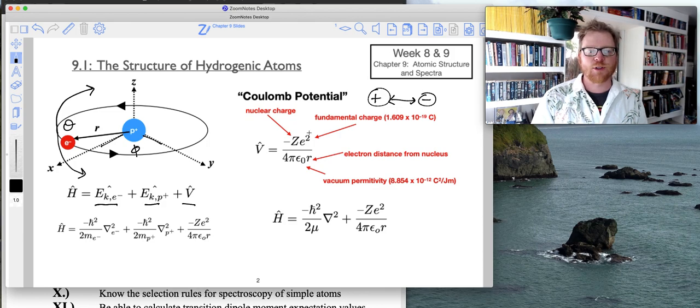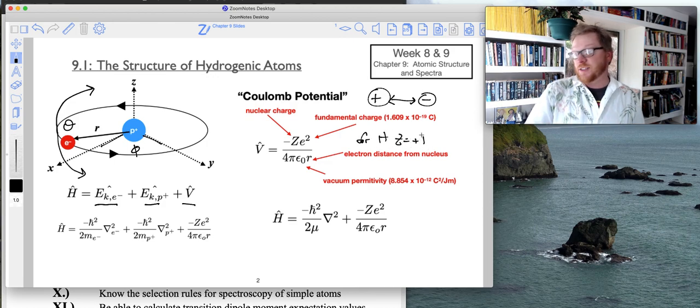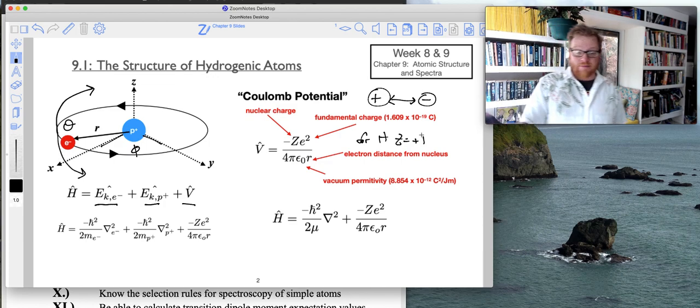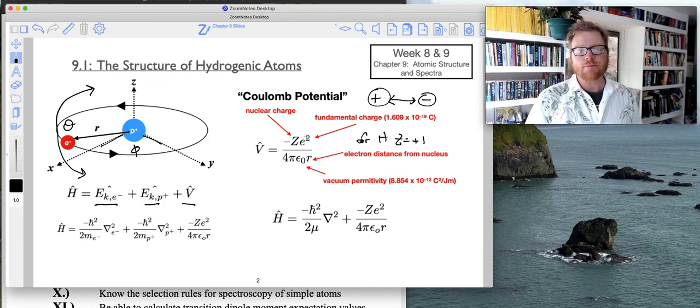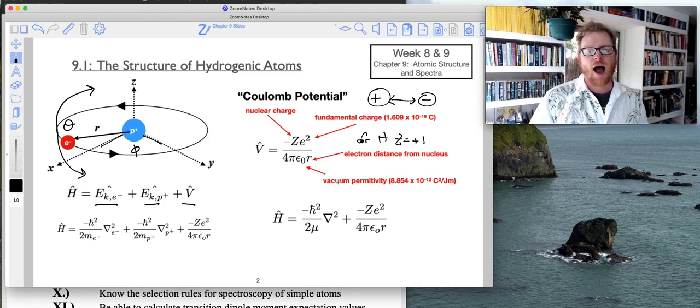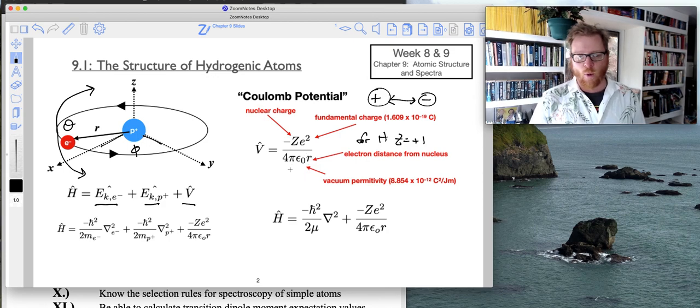In this Coulomb's law, recall e is our fundamental charge. Z is the nuclear charge, so for hydrogen, Z equals +1; there's only one proton in that nucleus. Then r is the distance the electron is from the nucleus. And then we have the vacuum permittivity coefficient here, and then 4 pi.